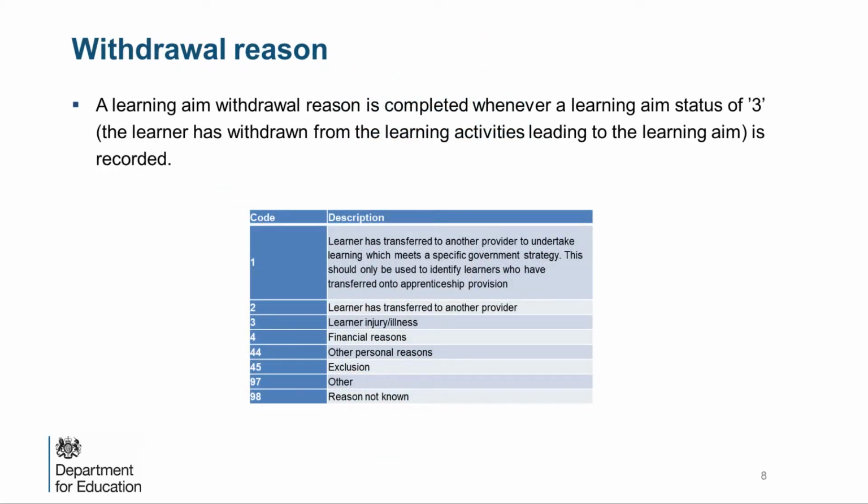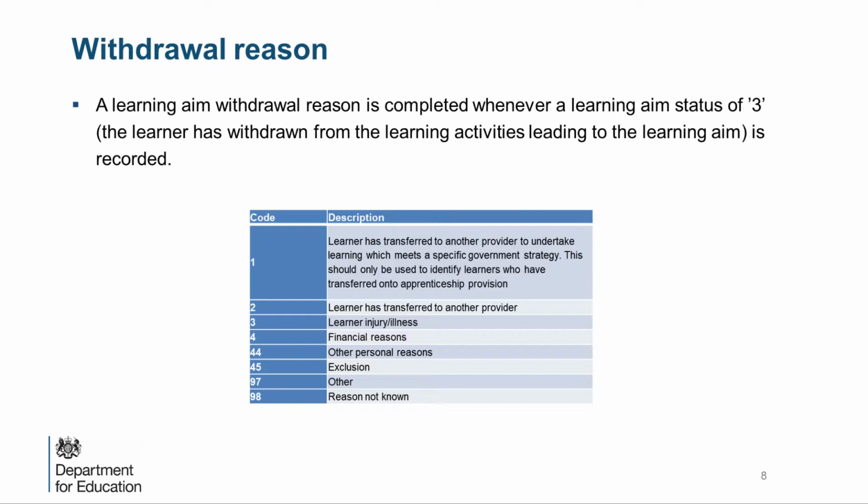A learning aim withdrawal reason should be recorded on the census if the student has withdrawn from the learning activities leading to the learning aim following the 6-week qualifying period. The reason which most closely matches the reason for the student leaving the course is selected from the list of options. If more than one reason applies, the one which is considered to be the main driver for the withdrawal is selected. Unless the student has withdrawn from the learning aim prior to census day, the learning aim withdrawal reason is left blank.